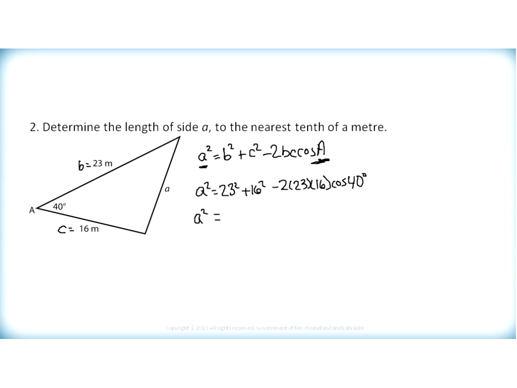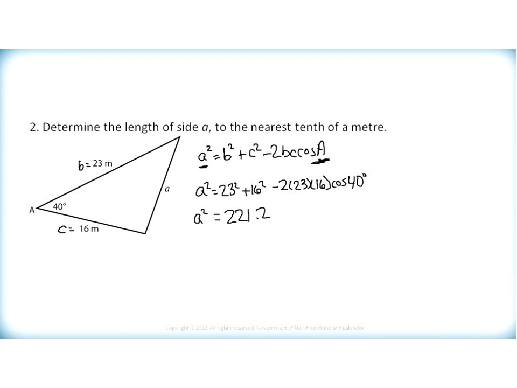So once again, on my calculator, I can type in exactly as I see it there. 23 squared plus 16 squared minus 2 times 23 times 16 times cos 40 degrees. And again, seeing as how we're doing this immediately after the last one, I think it goes without saying your calculator should be in degree mode. When I hit enter, I get 221.2. So A squared is equal to 221.2.